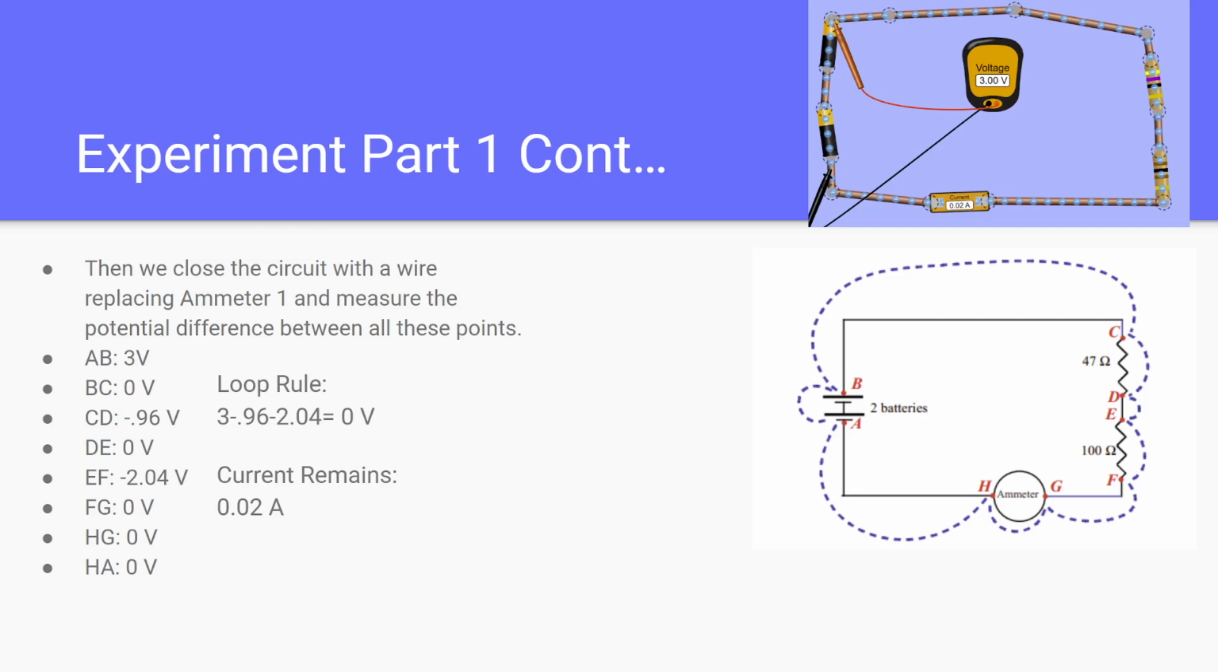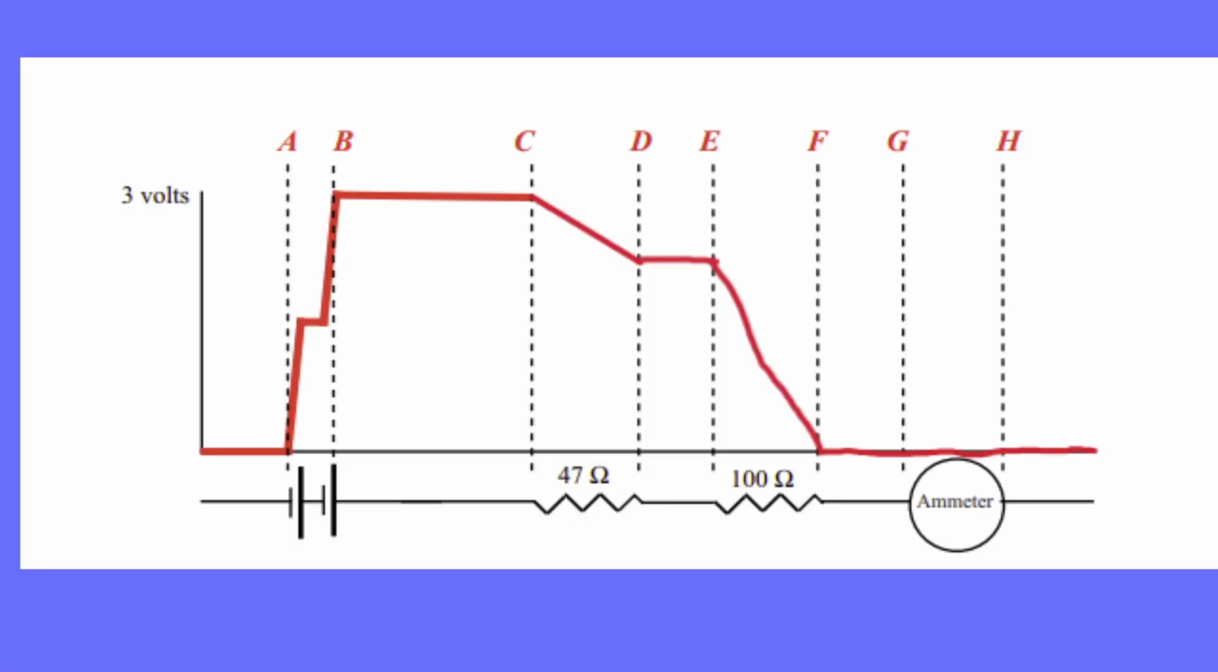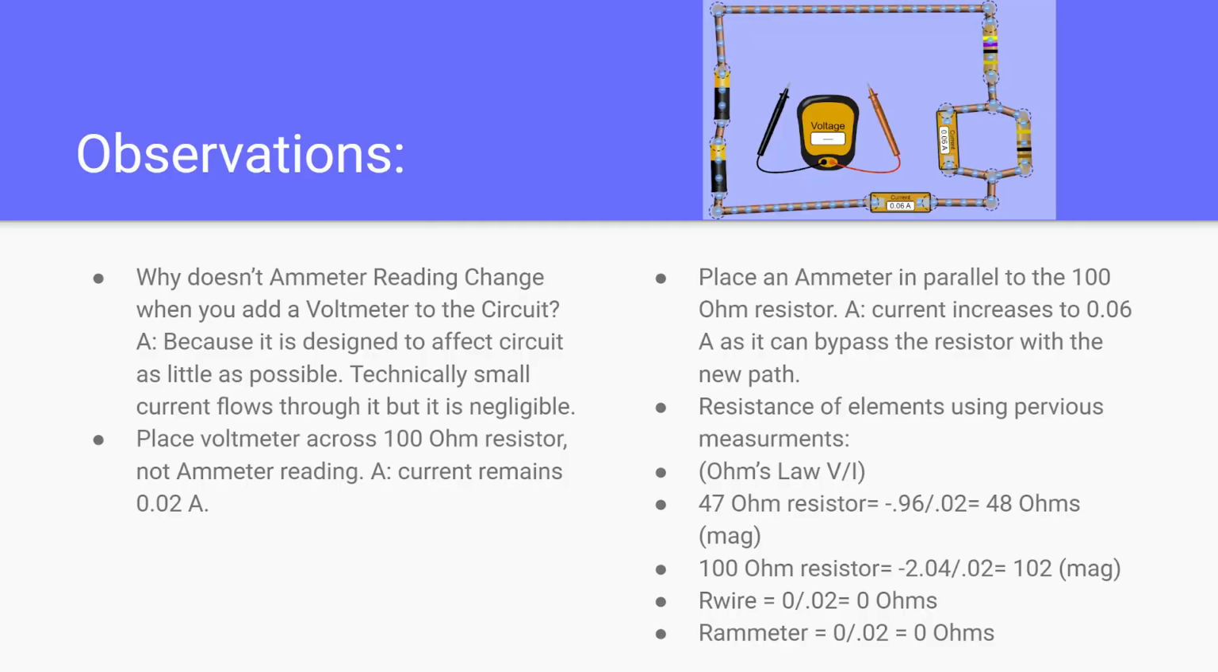Using the loop rule, we can see that all of these summed out to be 0, which is what the loop rule is supposed to turn out. So we did this correctly, and the current remained 0.02 amps. This is a graph showing how the voltage drops across every resistor, which is why our values earlier were negative, and you can see across each of the resistors they drop until it becomes 0.